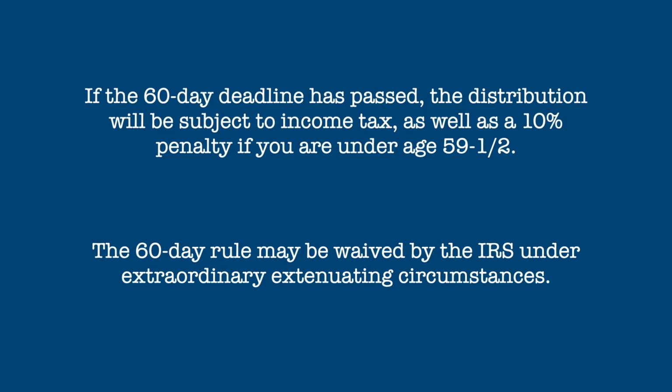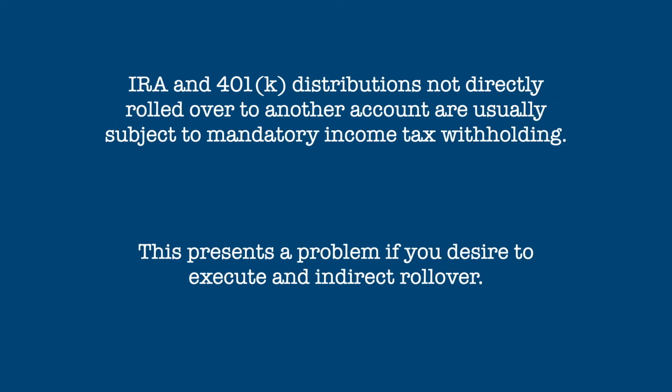If this deadline is passed, the distribution will be treated just like any early or normal distribution. Income tax will be due on the entire distribution, and a 10% penalty will apply if you are under age 59 and a half. The IRS can grant waivers to this requirement under extraordinary, extenuating circumstances. But there's an additional problem most people who attempt indirect rollovers encounter. IRA and 401k distributions usually involve some sort of mandatory income tax withholding.